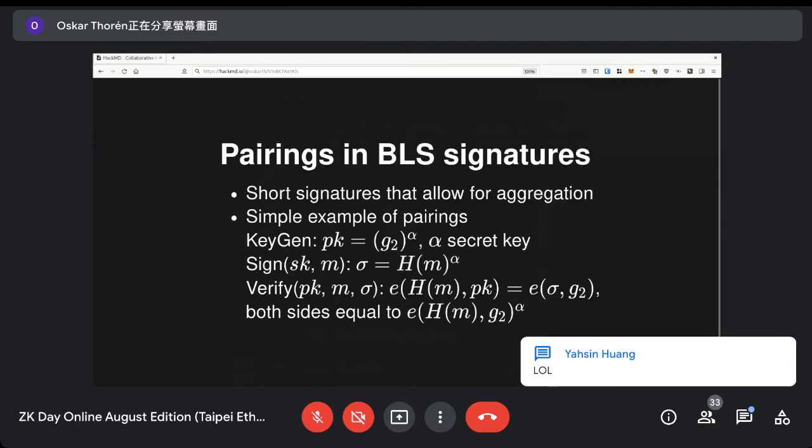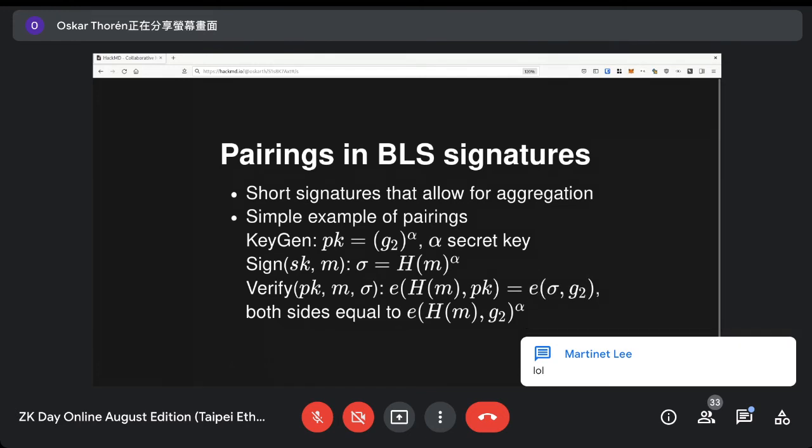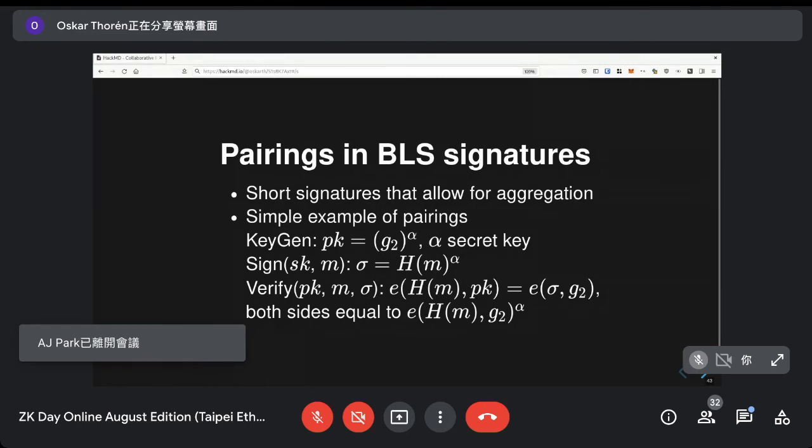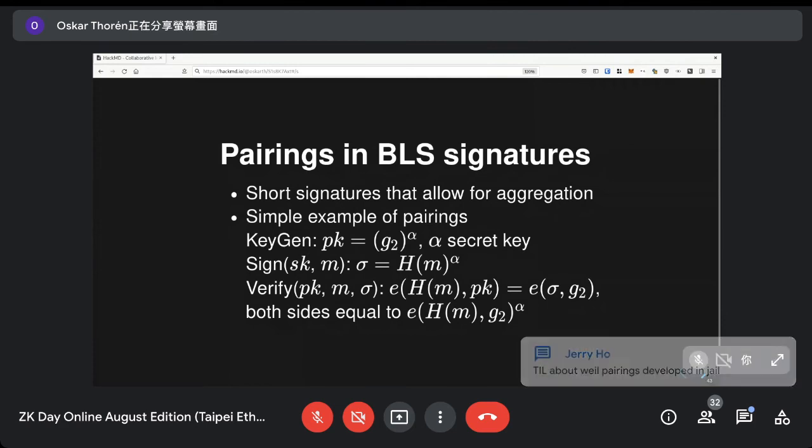So a very basic example of pairings is in BLS signatures. It's kind of elegant as well. So BLS signatures are very short signatures that allow for aggregation. So you can have multiple parties signing some result, and it results in one signature, and it's used in Ethereum too.